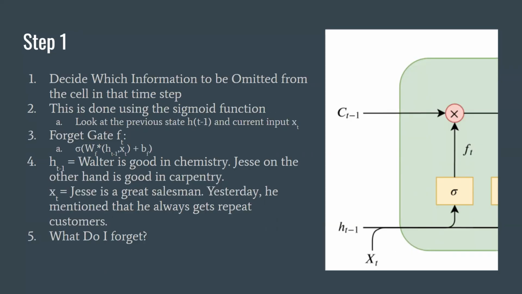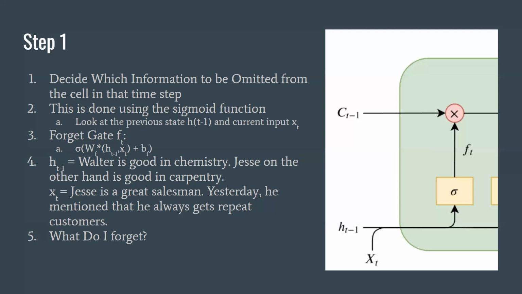For our fill in the blank sentence, do we need this first sentence, Walter is good at chemistry? No, right? We just need to forget it. How do we do that? We can use the forget gate and this f of t function, which is a sigmoid function of the weight vectors times the function plus the bias. I don't want you to worry too much about the math behind it, but it's always good to know what is going on. So we don't need Walter is good in chemistry. We want everything related to Jesse. We forget this Walter is good in chemistry.